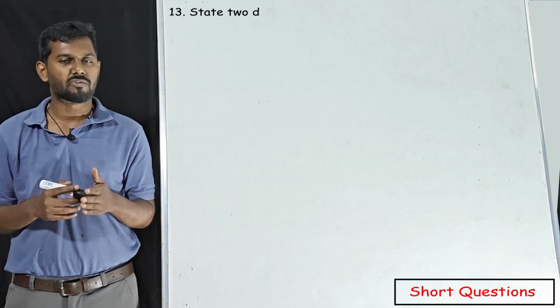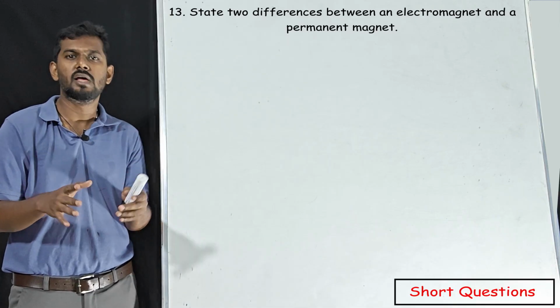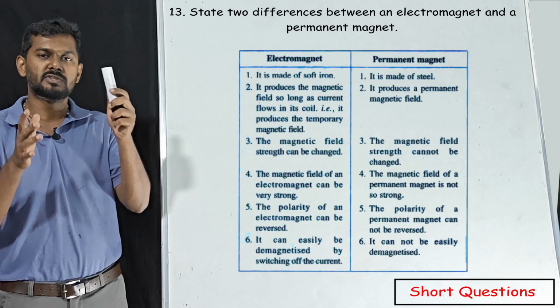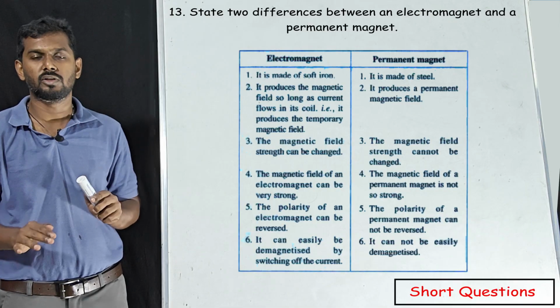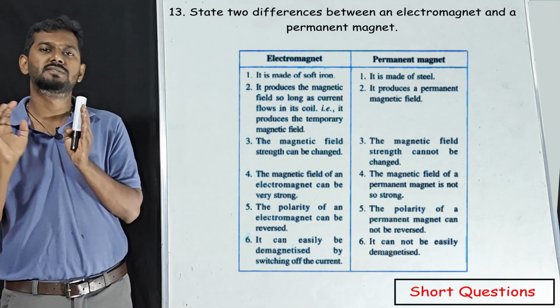That's it. State two differences between electromagnet and permanent magnet. See, this is a very simple question. This one we are going to skip. Why? Because there are 5 differences, that is what we have learned in the concept video. It is the same question, no logic behind it. That's why we are going to skip it.